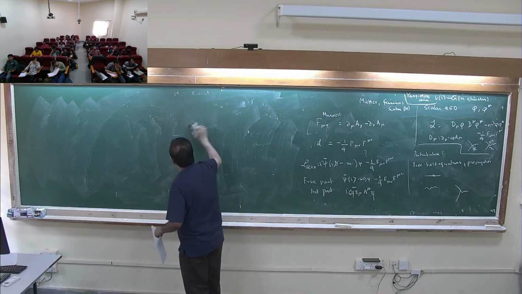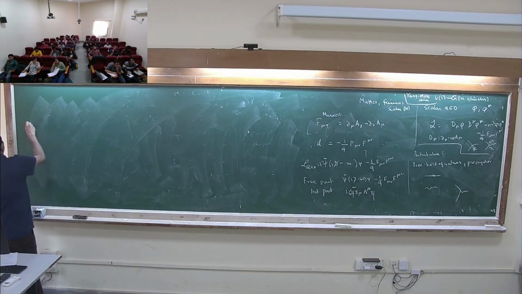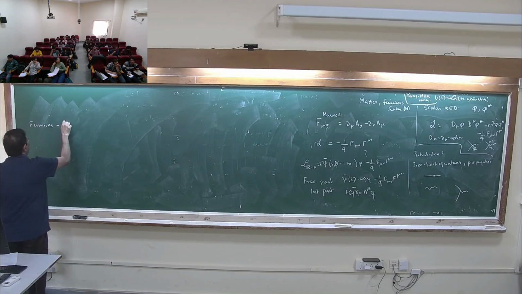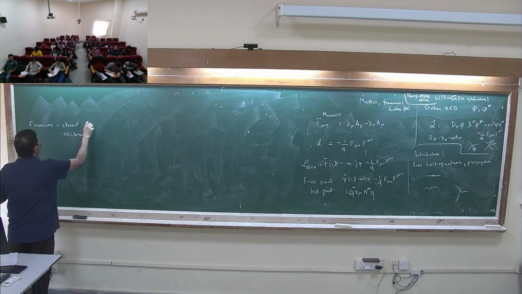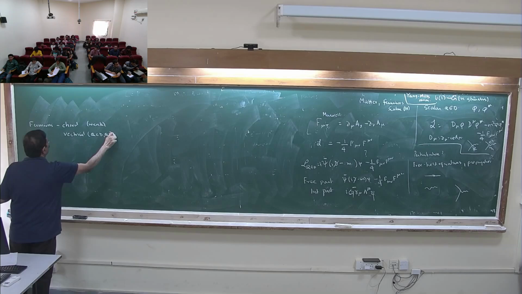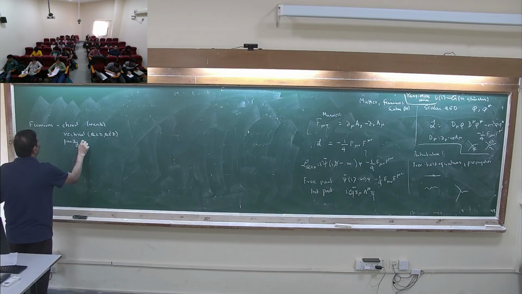I'll have to introduce parity violation a little later, but then you will have fermions which are of two different kinds. Fermions can be chiral or vectorial. So chiral will be in weak interactions, whereas vectorial is in QCD, because these are parity conserving.